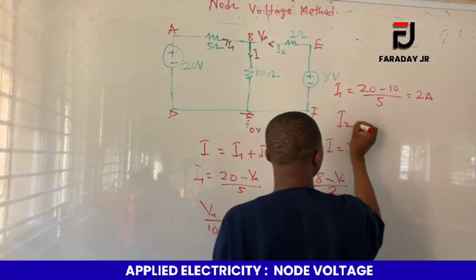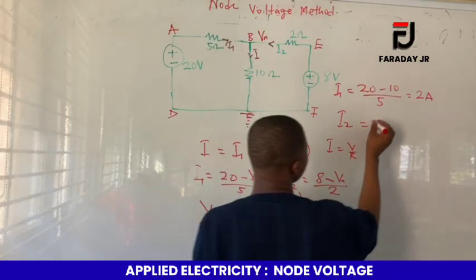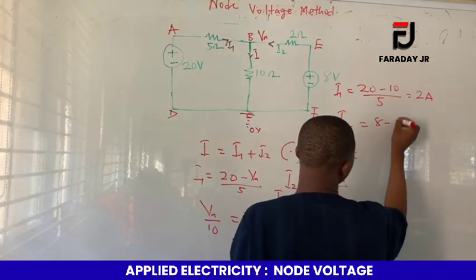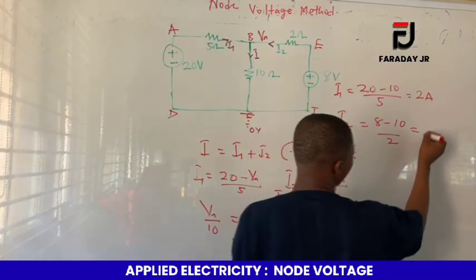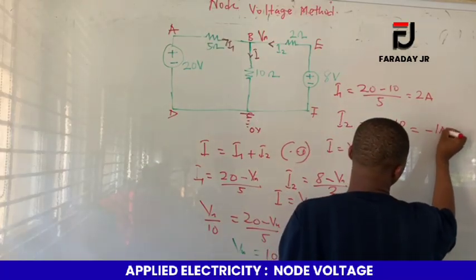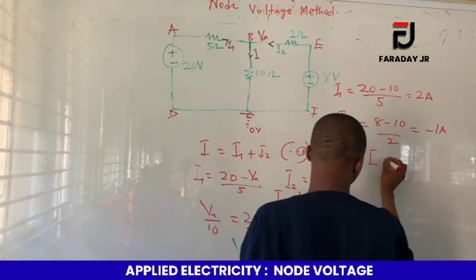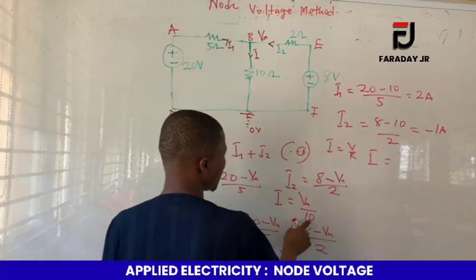Then let's move on to I2. I2 is 8 minus 10, all divided by 2. That will give us minus 2 over 2, which is minus 1 amp. Now let's move on to I. I is equal to Vn over 10.